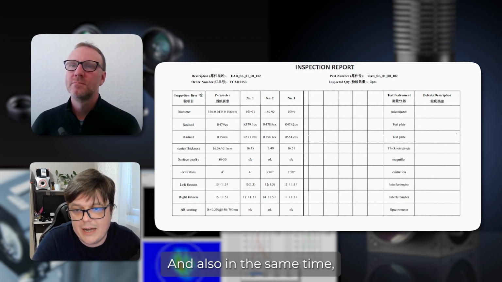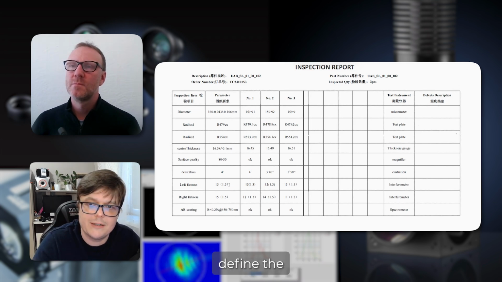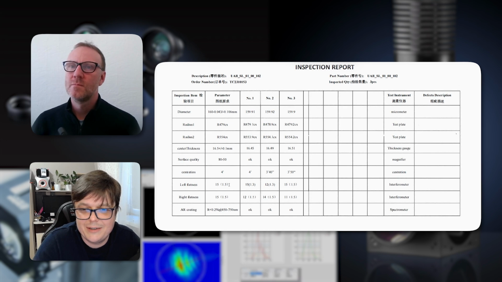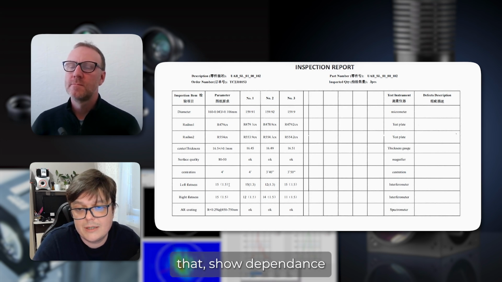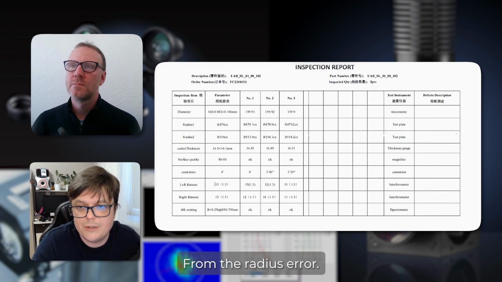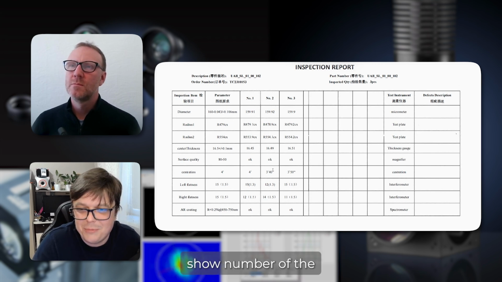And also at the same time they measured flatness in Newton rings. And these numbers, the real radius or difference between the defined radius and measured radius, should fit with the flatness. But in this case, these numbers do not correspond one to another. We have a clear formula that shows the dependence of the number of Newton rings on the radius error. And in this case, this formula does not show the required number of Newton rings.